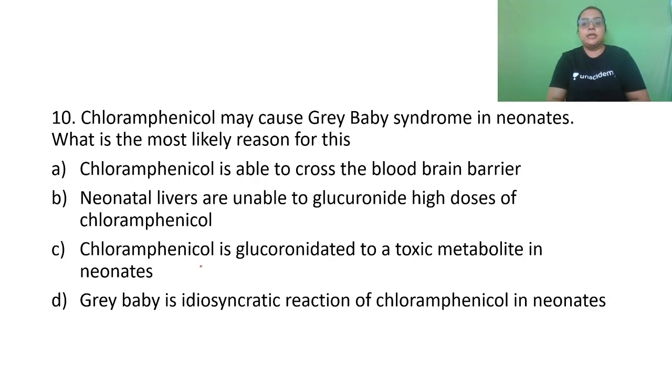Now solve this. Another pharmacology based question in pediatrics. Chloramphenicol may cause gray baby syndrome in neonates. What is the most likely reason for this? A, chloramphenicol is able to cross the blood-brain barrier. B, neonatal livers are unable to glucuronidate high doses of chloramphenicol. C, chloramphenicol is glucuronidated to a toxic metabolite in neonates. D, gray baby is an idiosyncratic reaction to chloramphenicol in neonates. So start answering this.